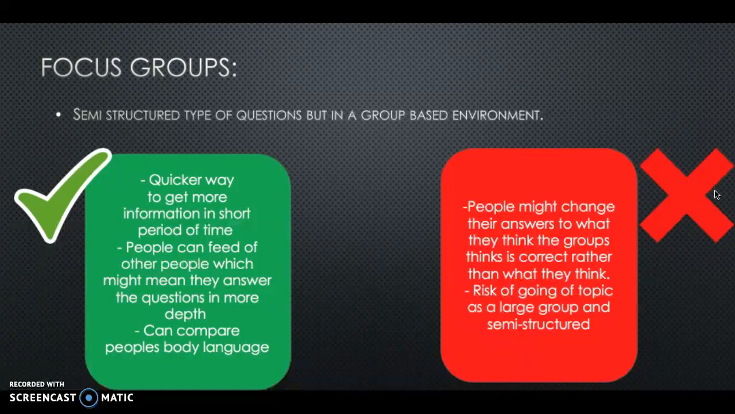Advantages are a quicker way to get information in a short period of time. People can feed off other people, which might mean they answer the questions in more depth, and it might trigger something that makes them remember information they need to say, and you can compare people's body language.